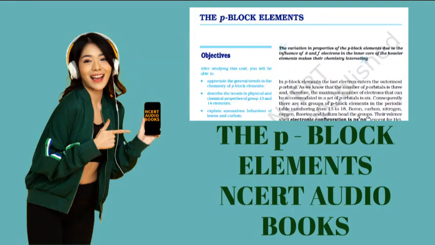Second, reactivity towards acids and alkalis. Boron does not react with acids and alkalis even at moderate temperature, but aluminium dissolves in mineral acids and aqueous alkalis and thus shows amphoteric character. Aluminium dissolves in dilute HCl and liberates dihydrogen. 2Al(s) + 6HCl(aq) gives 2Al3+(aq) + 6Cl-(aq) + 3H2(g).